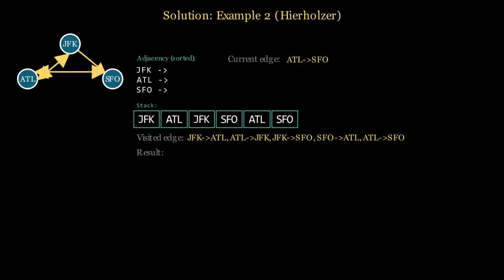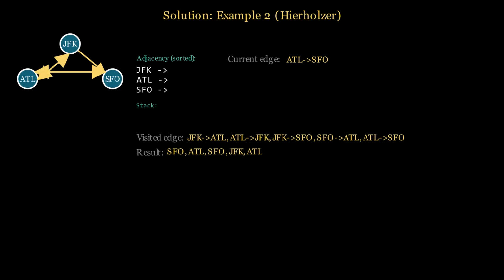We're stuck at SFO, there are no unused edges left. So we backtrack. We pop from the stack one by one and append each popped vertex to the result. That order is called post order. In this example we never find an unused edge during backtracking, we just keep popping until the stack is empty. The list we built is the result, but it's in reverse order. Now we reverse the result to get the final output.